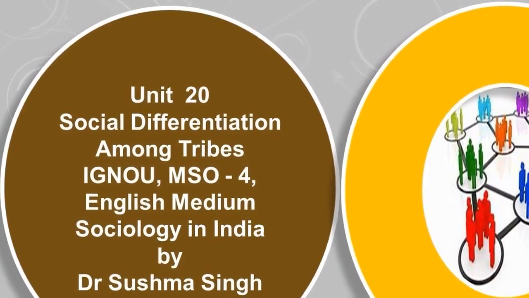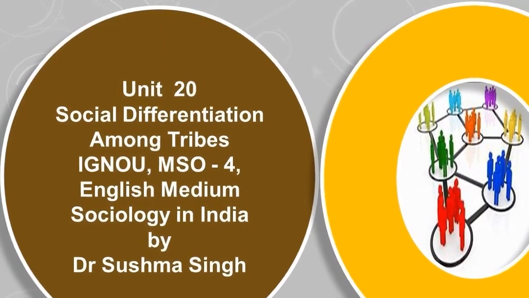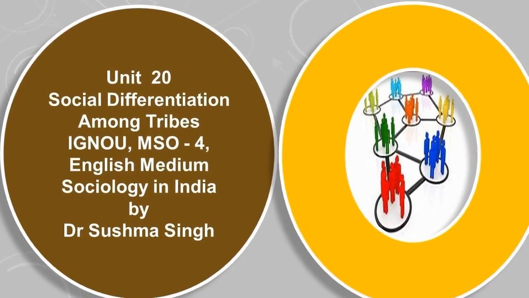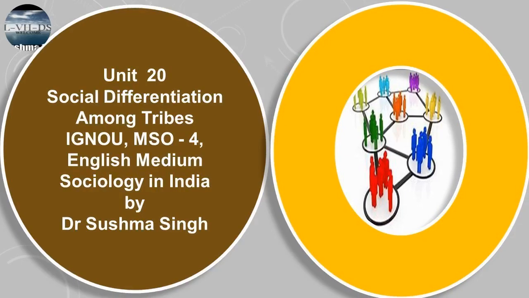Today we start Unit 20, Social Differentiation Among Tribes. All human beings have been associated and identified with one group or another, voluntarily or involuntarily, in the course of its social processes and historical destiny.